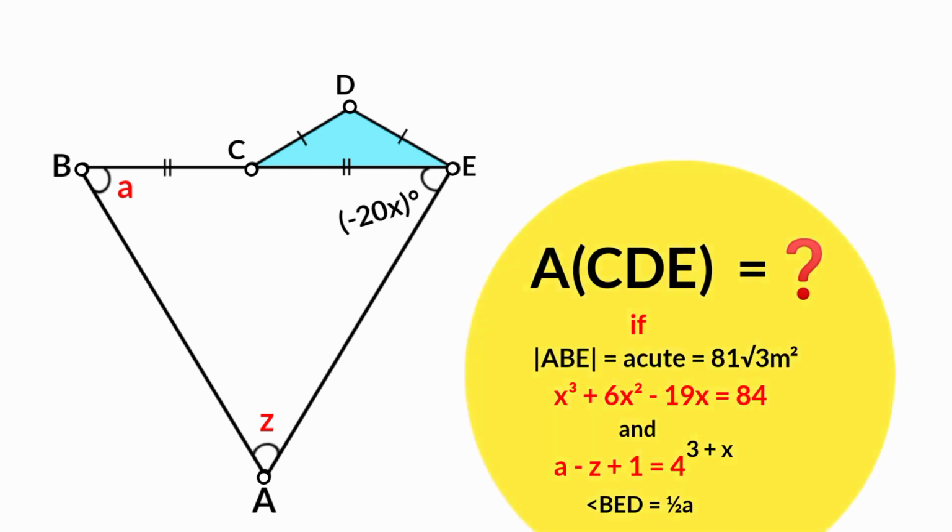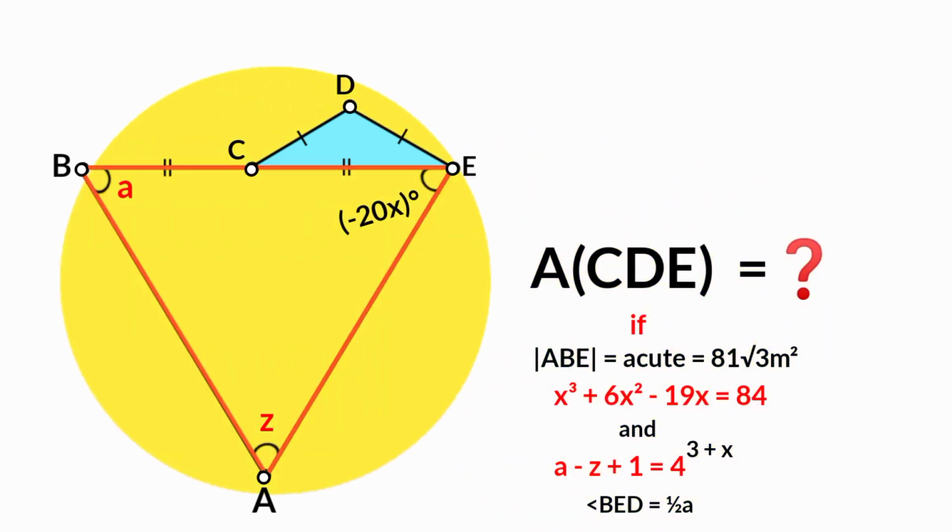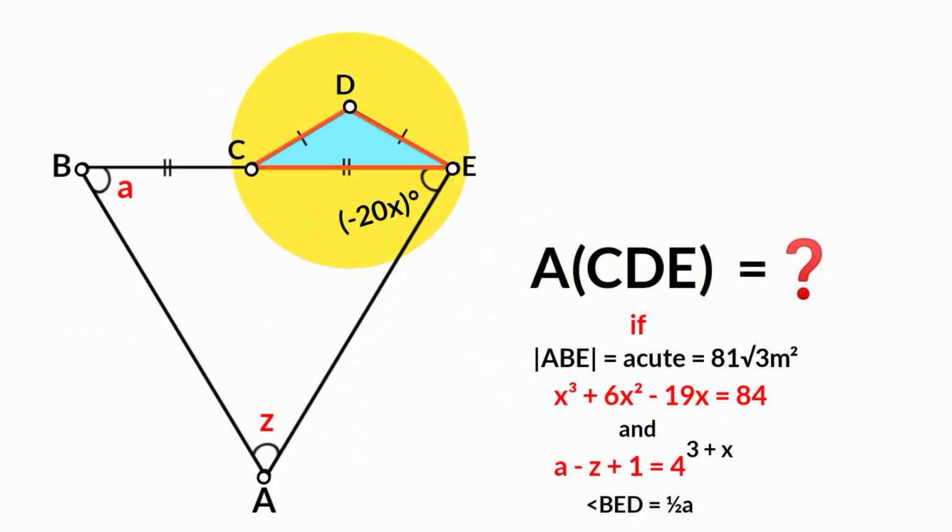We have two triangles, this triangle ABE and this triangle CBE. The size of this angle ABE is a, that of this angle BAE is z, and this angle AED is 3x squared minus 20x. From here, we are to calculate the area of triangle CDE, which is this triangle.